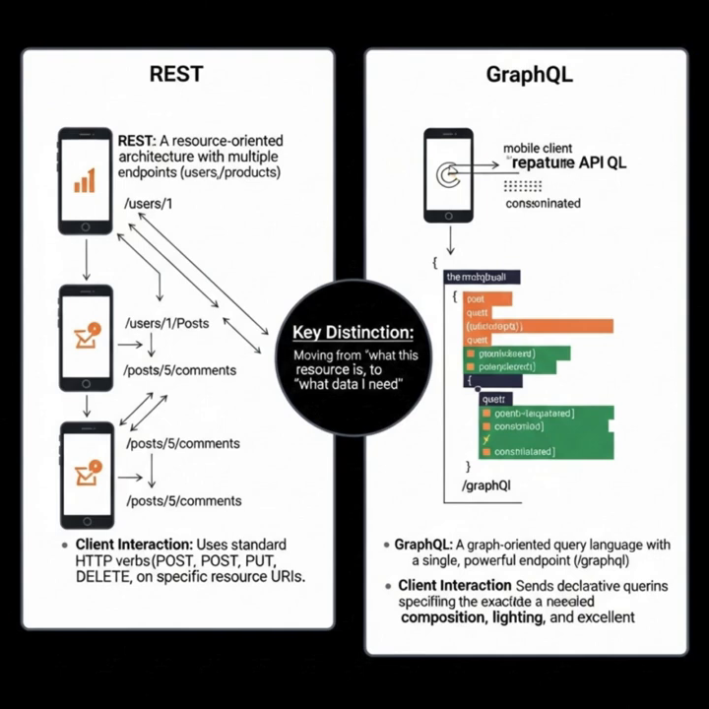GraphQL, on the other hand, presents your entire system as one large, interconnected graph of data. Instead of multiple endpoints for different resources, you have a single, intelligent endpoint. The client sends a query, a shape of the data it needs, and the server returns a JSON object that exactly matches that shape. This decouples the client from the server in a profound way, empowering front-end teams to evolve their products without demanding back-end changes for every new data requirement.